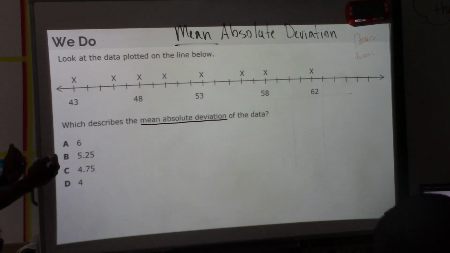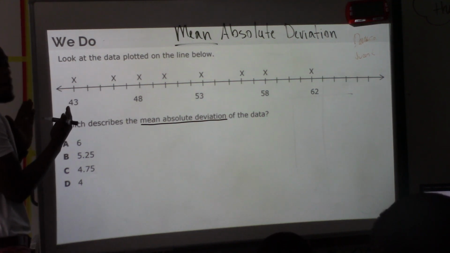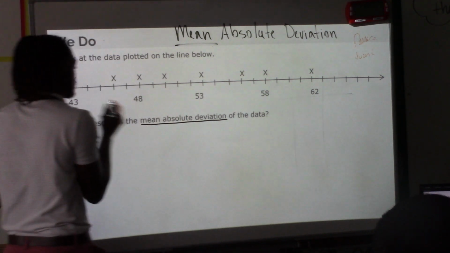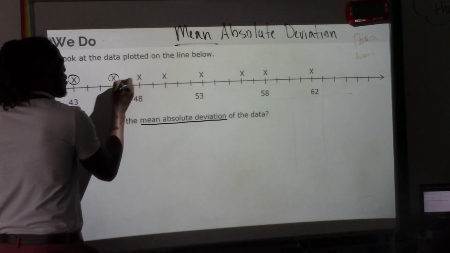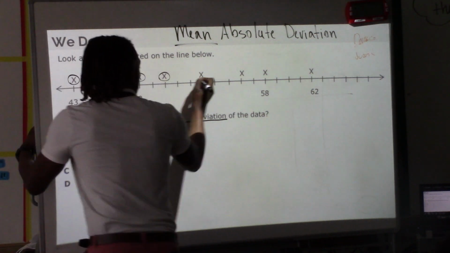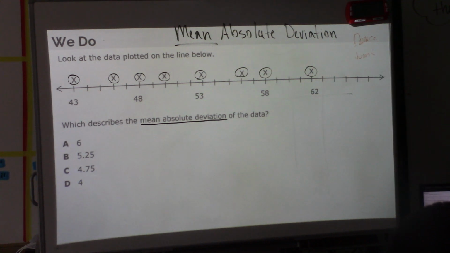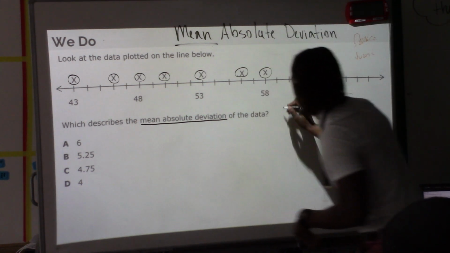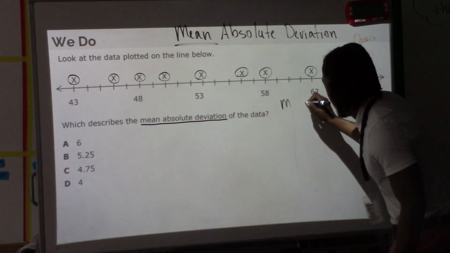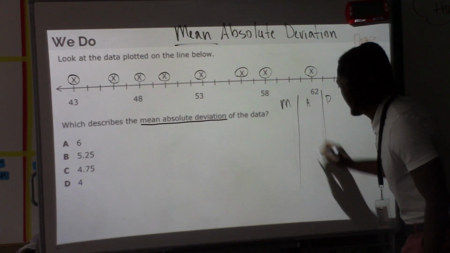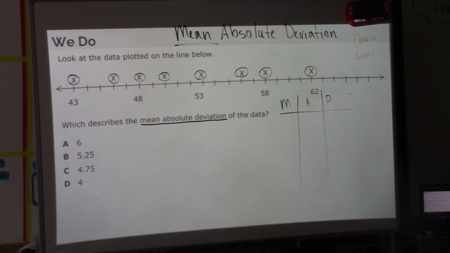But if we look at this number line, it tells us where each number is located. So on y'all's paper, we're going to circle all the X's that you have. So this one we have to identify a little differently, but we're going to circle the X's. These X's represent different numbers. So we're going to use this, and we're going to draw our math chart.